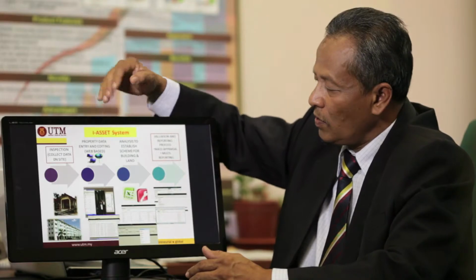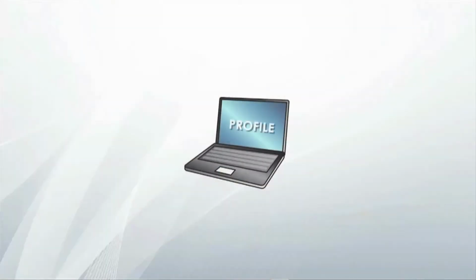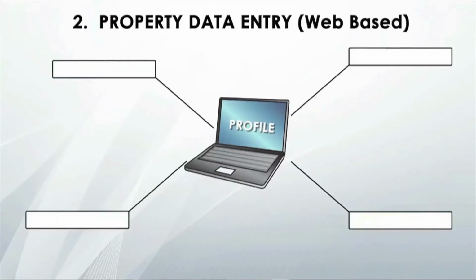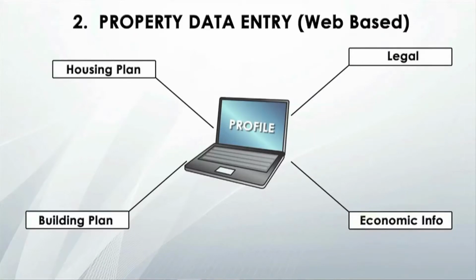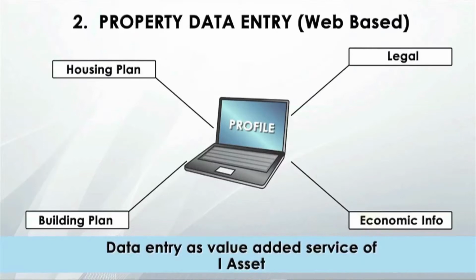The data entry includes information of the property in terms of the physical information, the legal information, the economic information, and others which we think are relevant towards the identification of the property. We will detail out those information in the information base. And also the building plan, we have to have that, as well as the location plan.